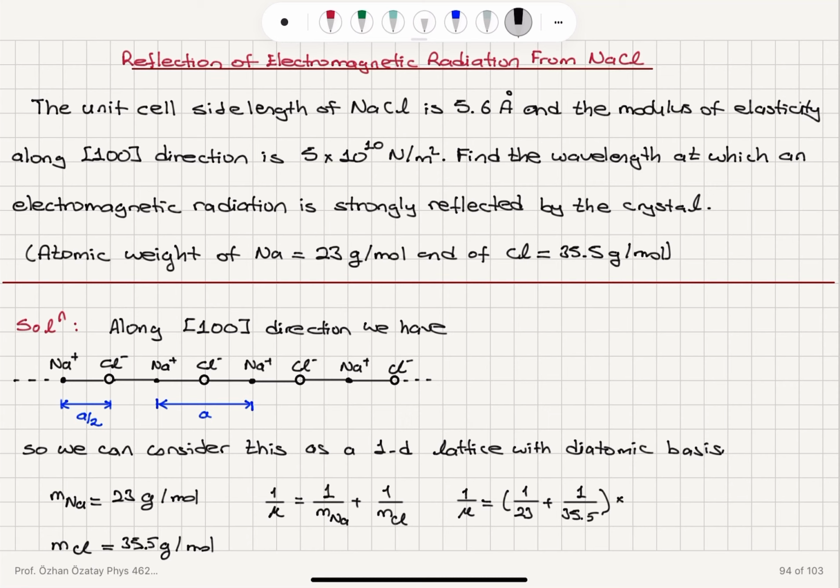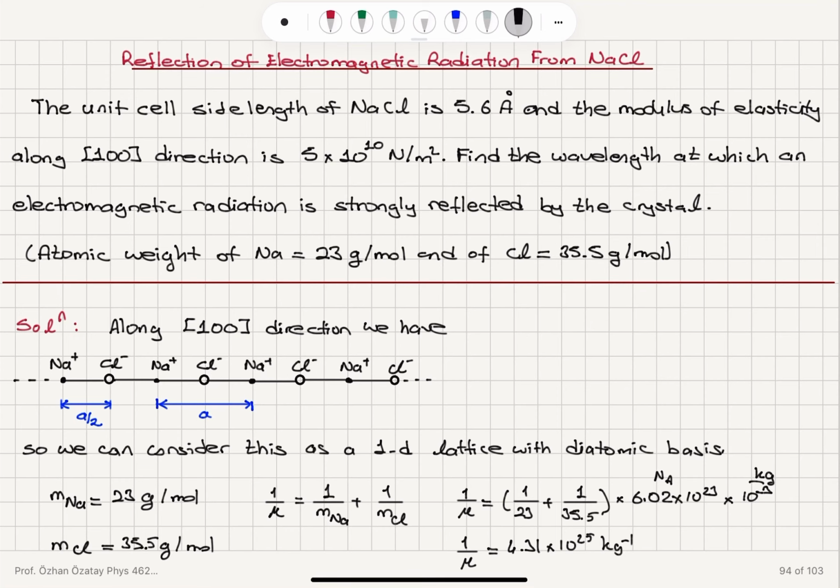and we have 6.02 times 10 to 23 atoms per mole, so that's Avogadro's number. So 23 divided by Avogadro's number basically gives us the mass of one atom, and this is also the mass of one chlorine atom here. And if we multiply it by 10 to minus 3, we're converting it to mass of one atom in kilograms. So 1 over mu turns out to be 4.31 times 10 to 25 per kilogram.